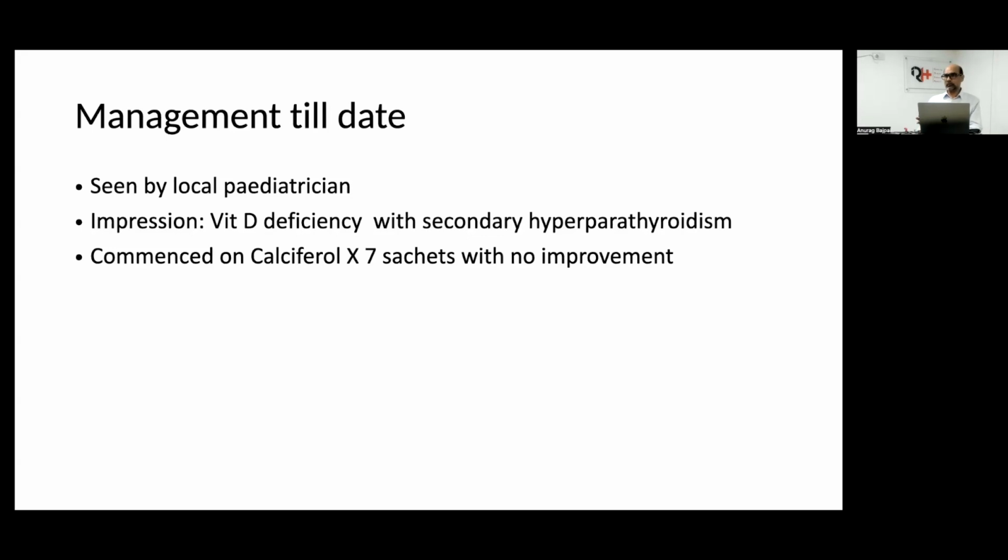He was seen initially by the local pediatrician, and he tried calciferol. He was under the impression that this was vitamin D deficiency, which is the right thing to do initially. In any case, he tried calciferol 7 sachets, but he was showing no improvement. That's the reason why he was referred to Dr. Anurag's clinic.